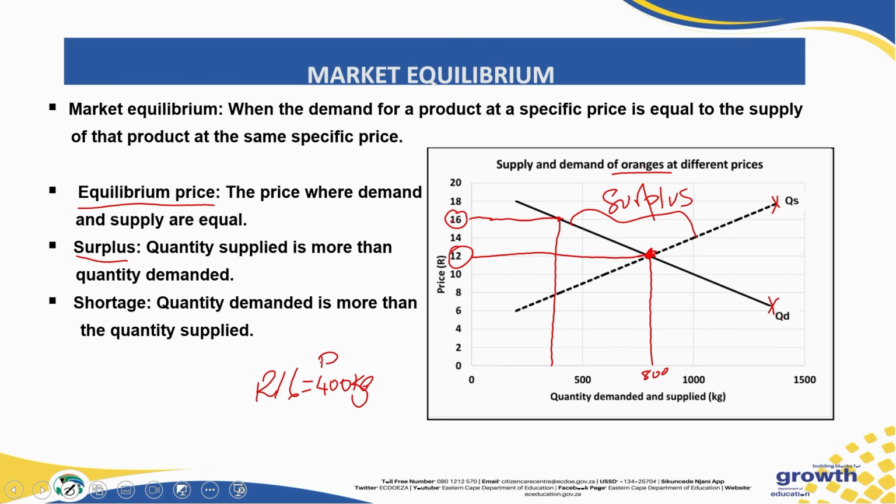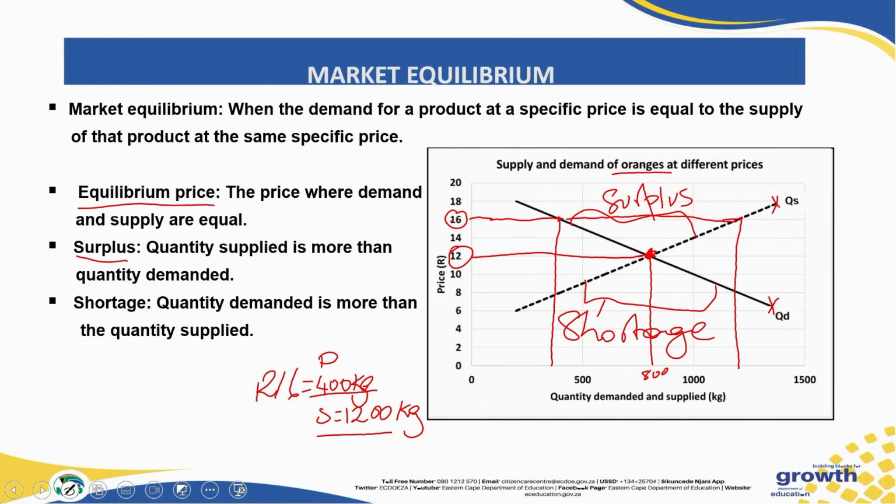Let's check the supply. This is the demand. Now let's go for the supply. The supply at 16 rands is 1,200. Let's say it's 1,200 kgs. That is the difference. The supply is 1,200 kgs, the products available. Then the demand is 400 kgs, meaning the supply of products is more than the quantity demanded of the product, meaning there is a surplus, there's an excess of products. That is a surplus.